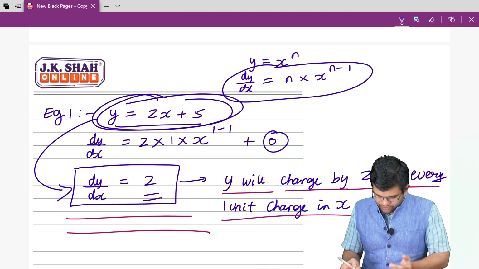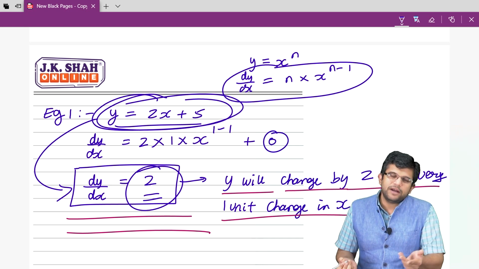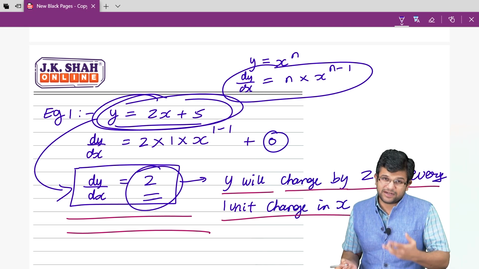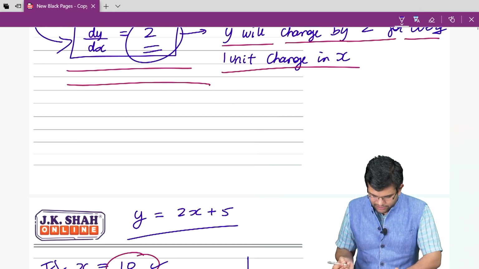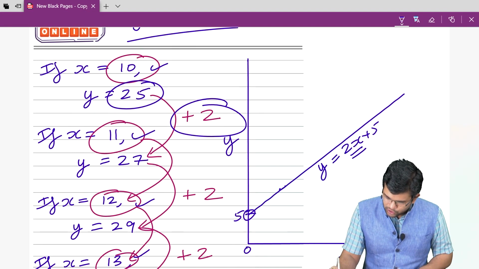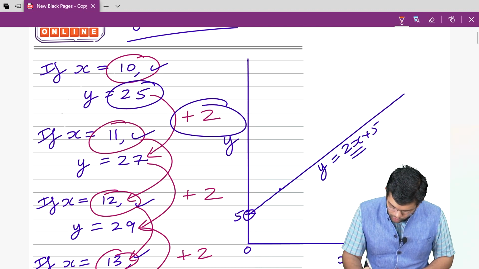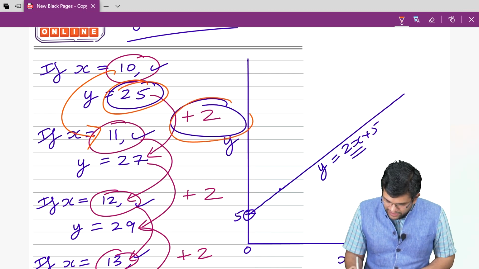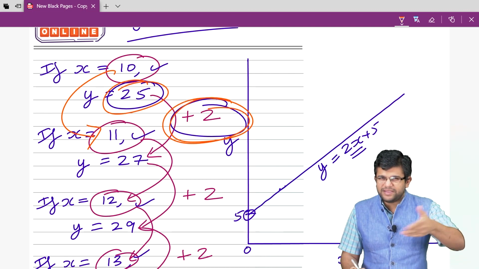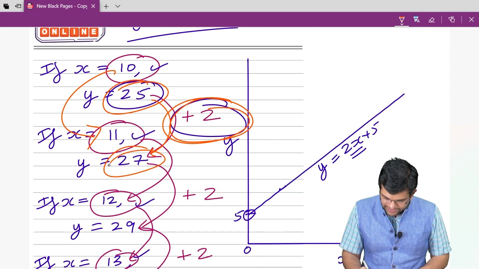And then we understood that alternatively we could have used a derivative also, which means for 1 unit of change in x, y reacts by 2 times. For 2 units change in x, y will react by 4. I'll show it to you here. When x goes from 10 to 11, this is 1 unit change. Can I say y reacts by 1 derivative, that is 2 times 1, that is by a value of 2? From 25 it goes to 27.